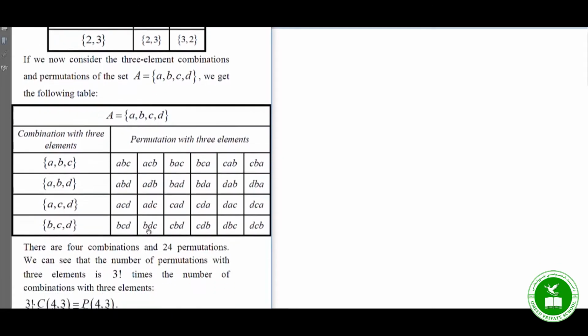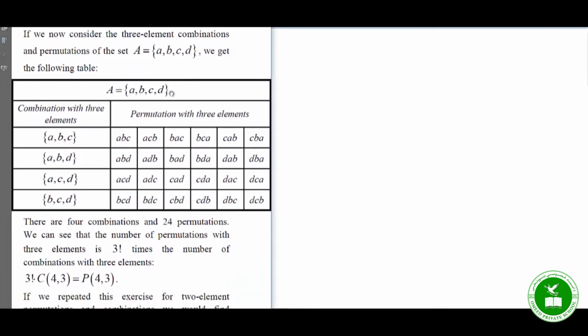In the next example, this set A has 4 elements, but we want to find 3-element subsets of them. 3-element subsets means the combination of 3 elements chosen from these 4 elements, A, B, C, D. It can be A, B, C; A, B, D; A, C, D; and B, C, D. It means it has 4 combinations. But for each combination, each of which has 3 elements, we have 3 factorial permutations. It means for 3-element combinations from 4 elements we have 4 combinations, but we have 4 times 6, because for each combination we have 6, or 3 factorial, permutations. So 24 permutations.